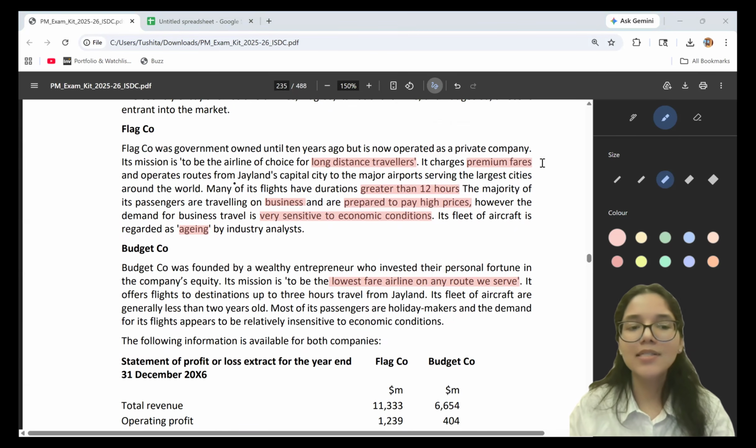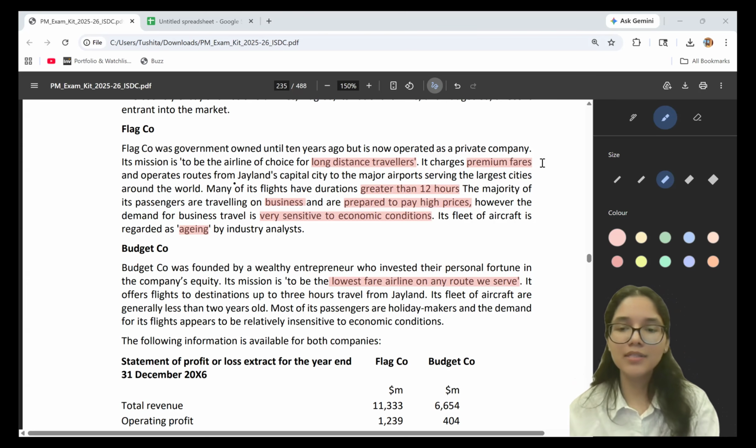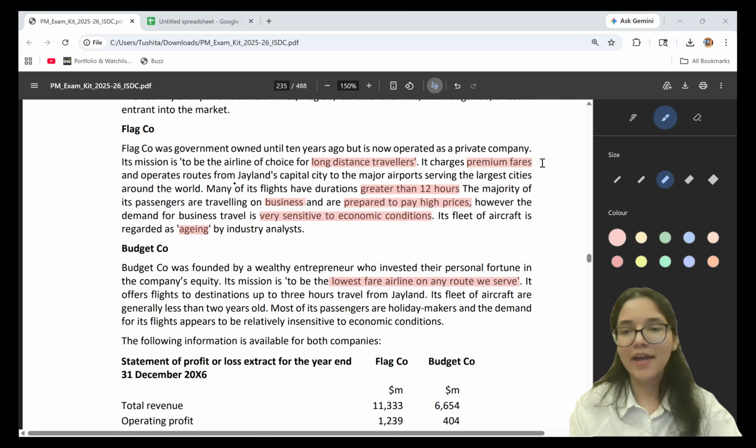Any real life examples that you people can tell me? The lowest fare airlines around the world? Any real life examples you people know? Low cost airlines? Yes, EasyJet is very popular when it comes to the European countries. If you want to take a flight from any European city to another European city, that's usually the lowest fare airline that we see, EasyJet.